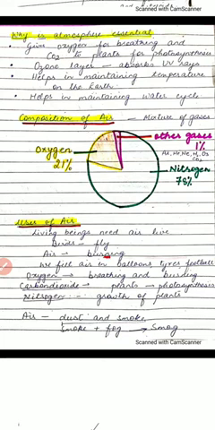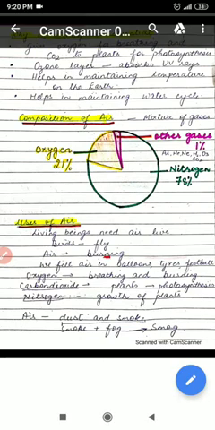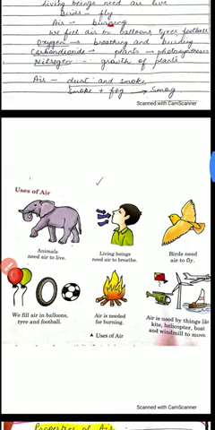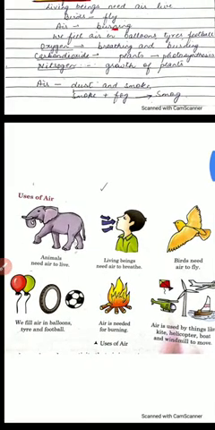Now air has dust and smoke also. When smoke and fog are mixed, it forms smog. In winters you must have seen a thick layer of smog. In that case we have low visibility, we are not able to see because of this smog. So these are all uses of air. You can see in this picture all these are uses of air.